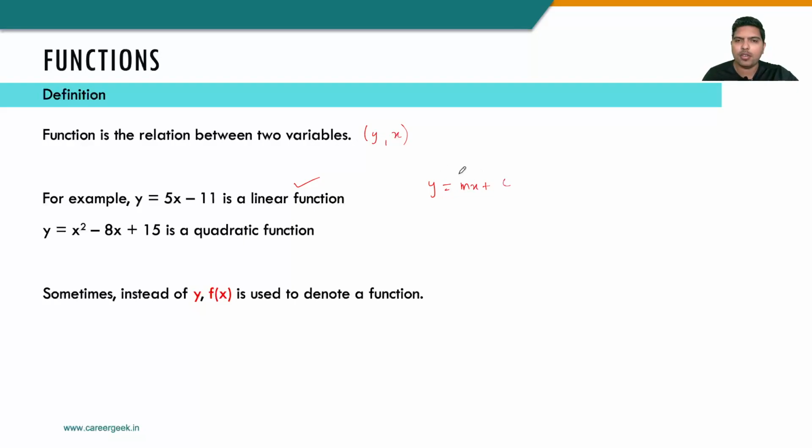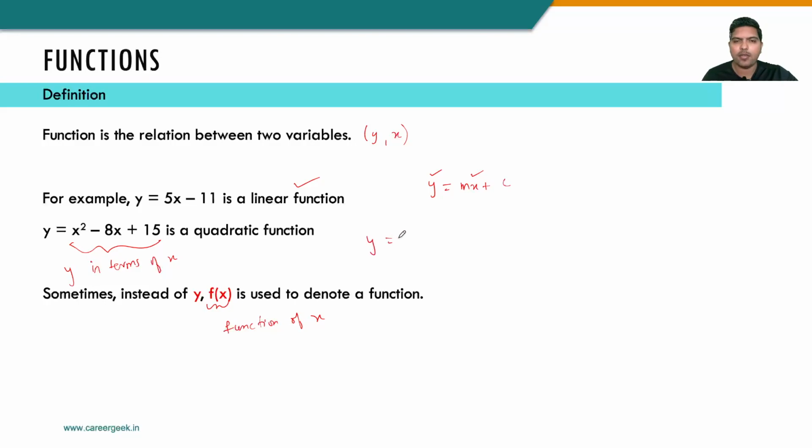So this is called a function of x, y in terms of x. Similarly, y equals x square minus 8x plus 15 is a function of x, right? So y is expressed in terms of x. So this is a function of x, right? So that's why instead of y, we can use f of x. What is f of x? Function of x.